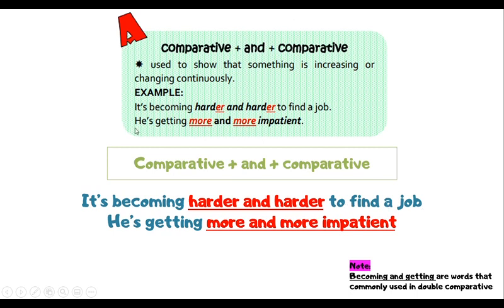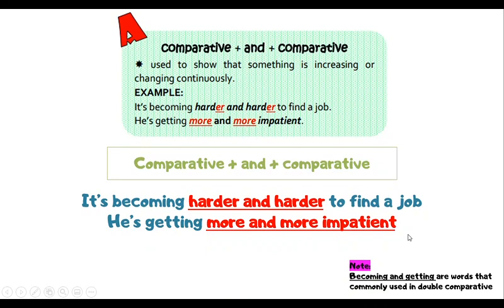Okay, and the next is, he is getting more and more impatient. Wait, ma'am, so where is the comparative? I only see more here. Yeah, that's what I'm about to explain to you. So more here is the comparative form of much. So the original sentence is he is getting much and much impatient. Okay, but when we want to change into double comparative, it becomes he is getting more and more impatient.